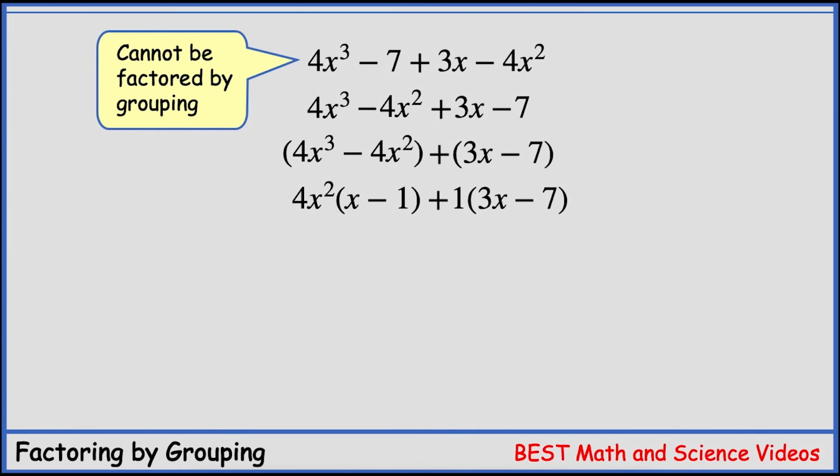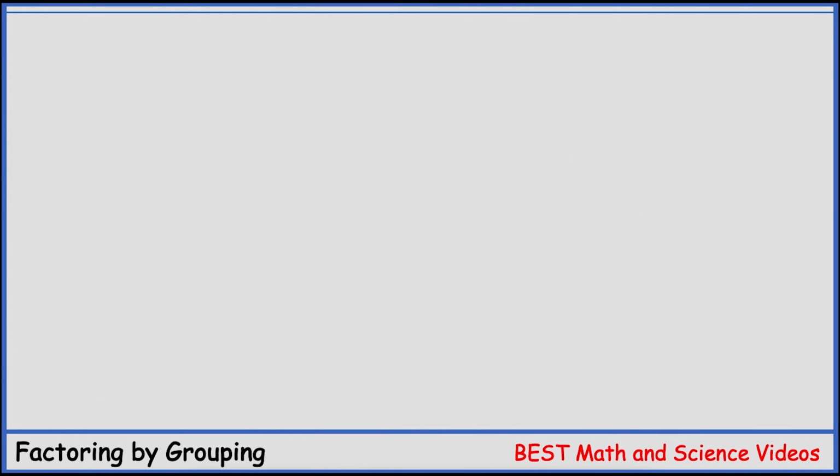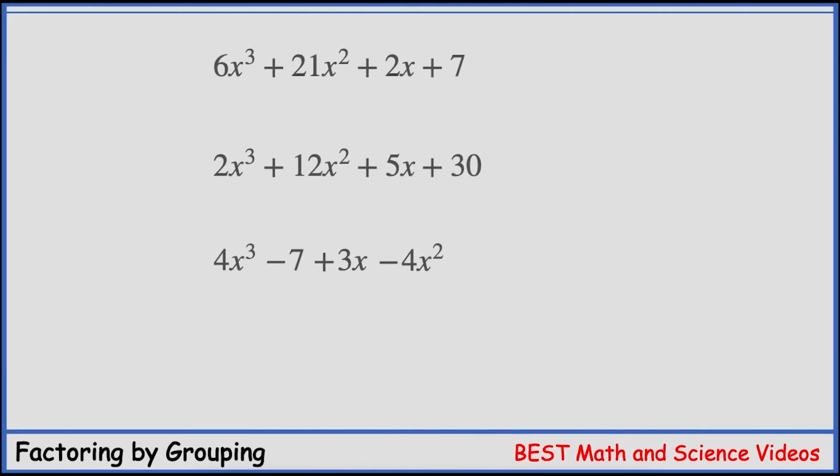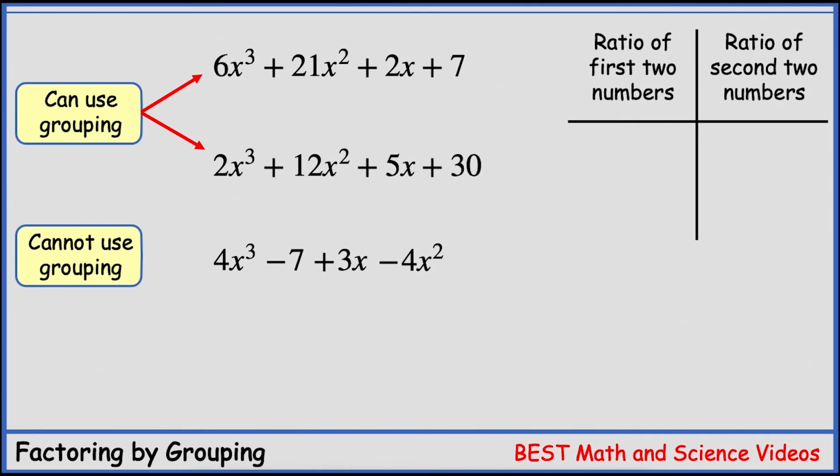Is there a way we could have known this before working through the problem? Yes. Let me show you how. Here are some examples we've looked at already. The first two can be factored using grouping, but the last one cannot. You can use ratios of the numbers of an expression to check whether it can be factored by grouping.